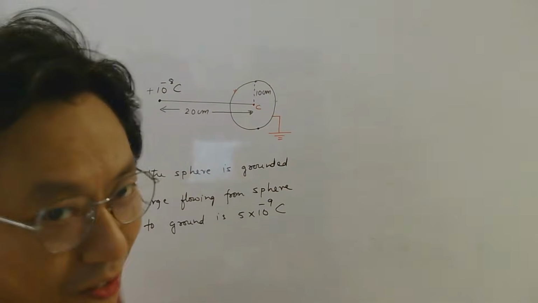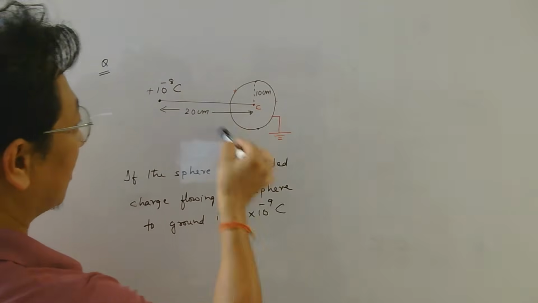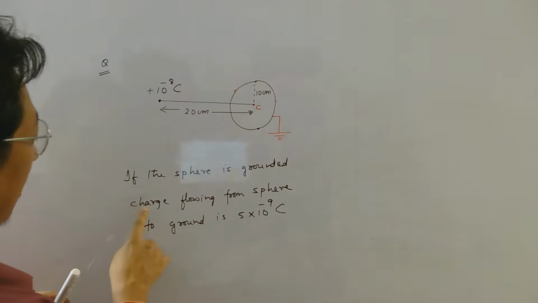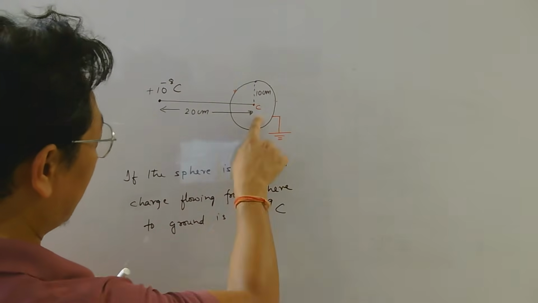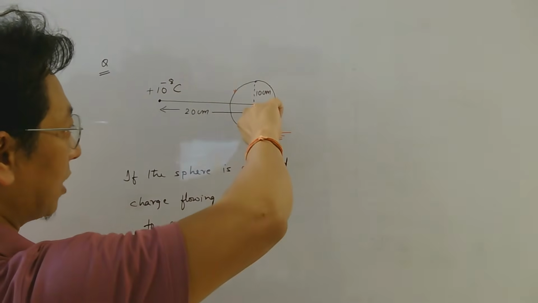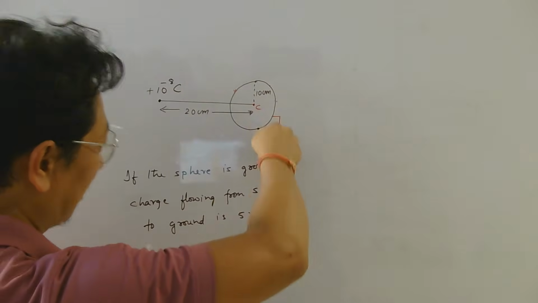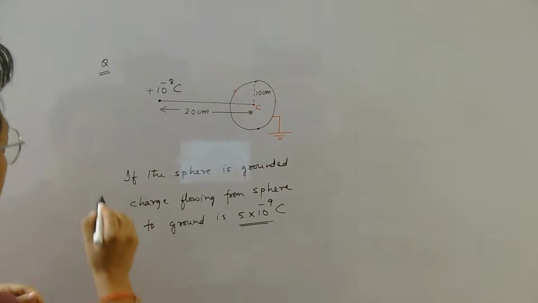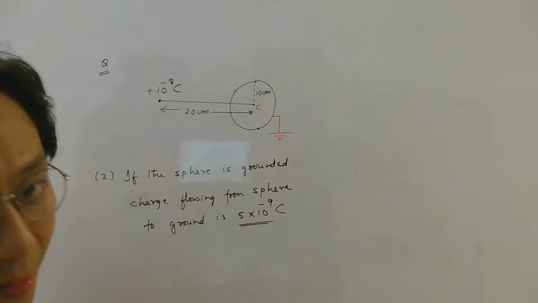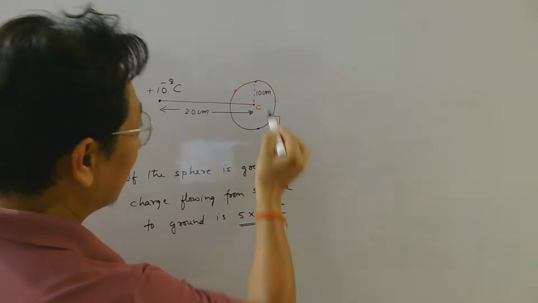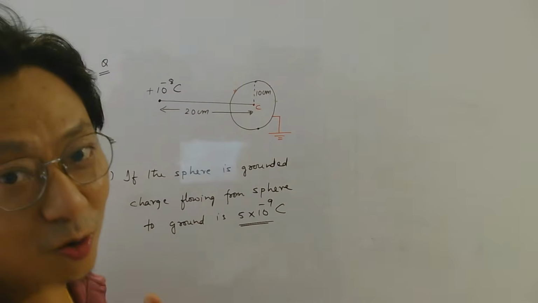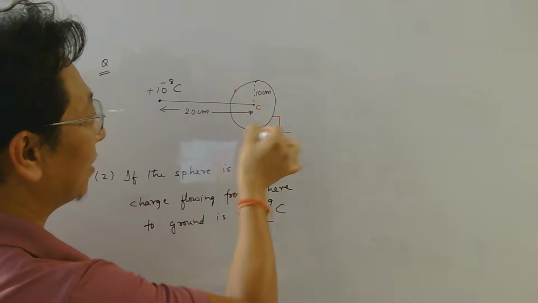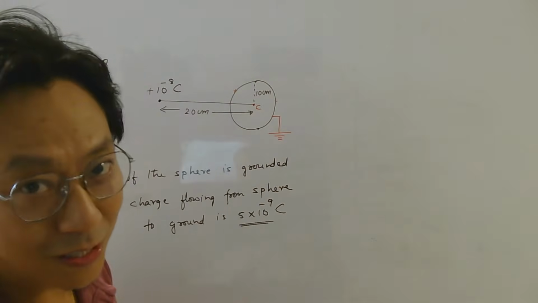Now in the second question they have asked, if the sphere is grounded, we have to find the charge flowing from the sphere to the ground. So how much charge will flow from the sphere to the ground, and they have given it to be this much. So we have to check whether the second part is correct or not. Now once you ground the sphere, it is no longer isolated, right? So before grounding, the total charge of the sphere was 0, it was neutral.